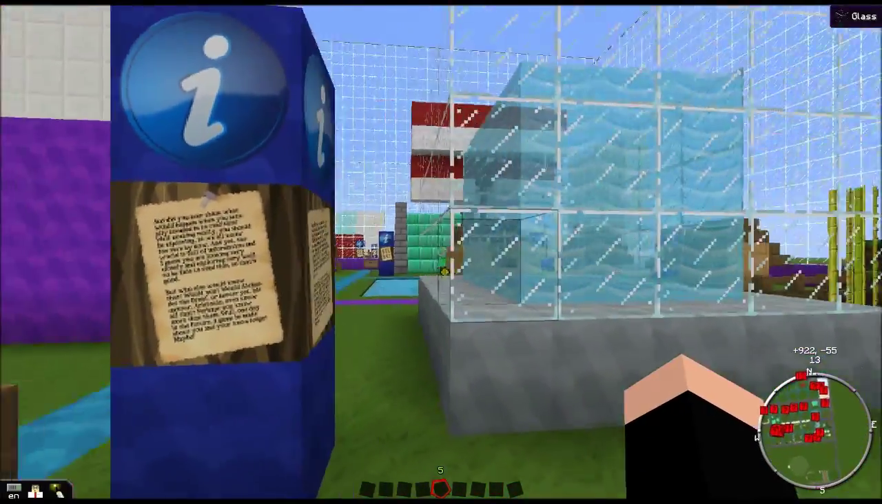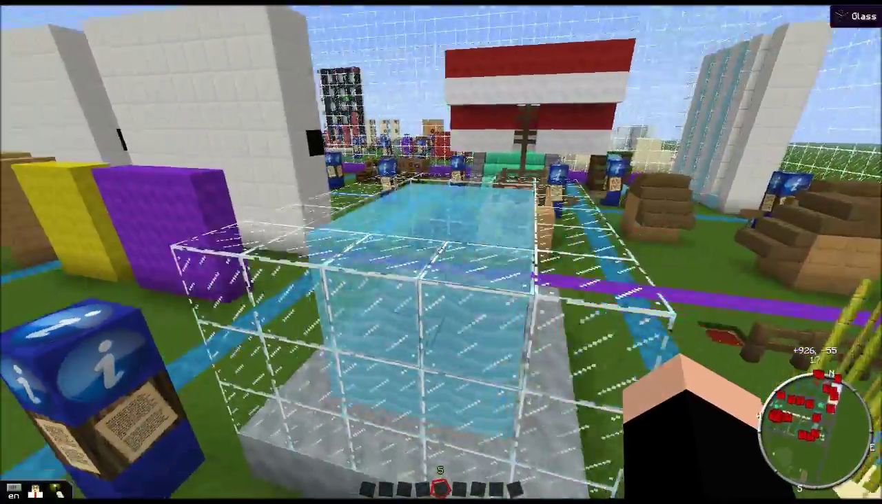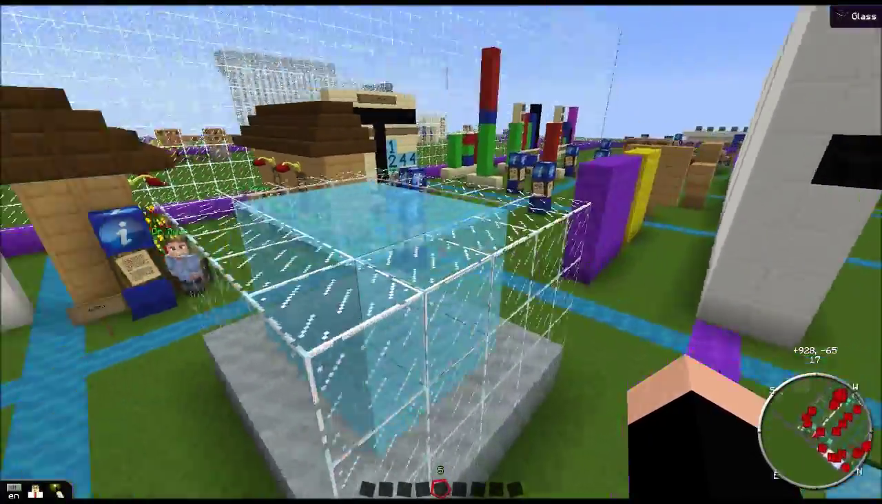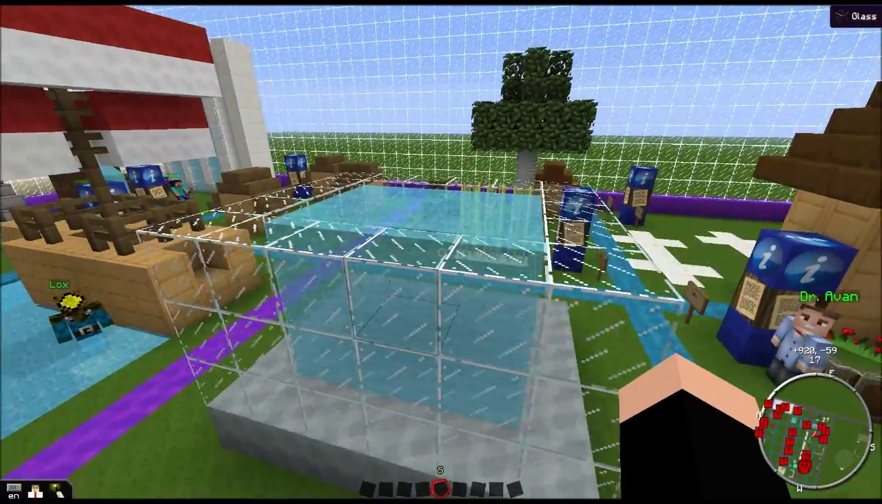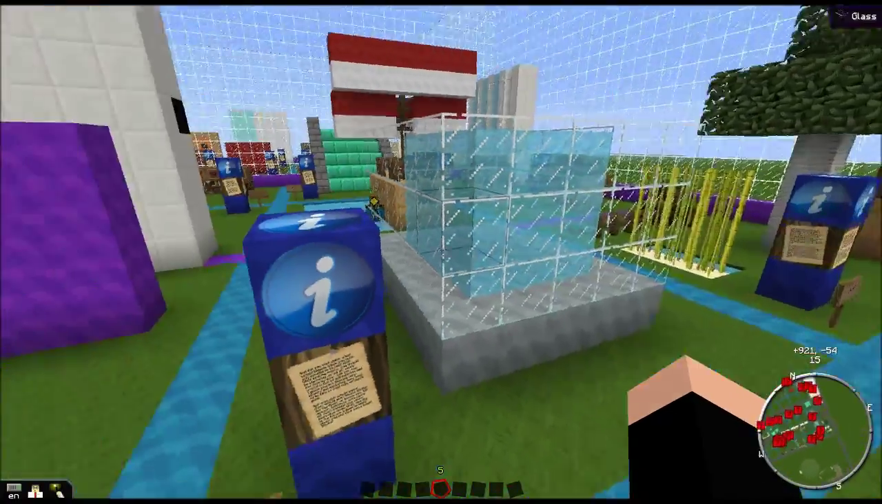On to surface area. This was my original idea. Ooh, what's the surface area of this aquarium? I should put some squid in there or something. Oops.